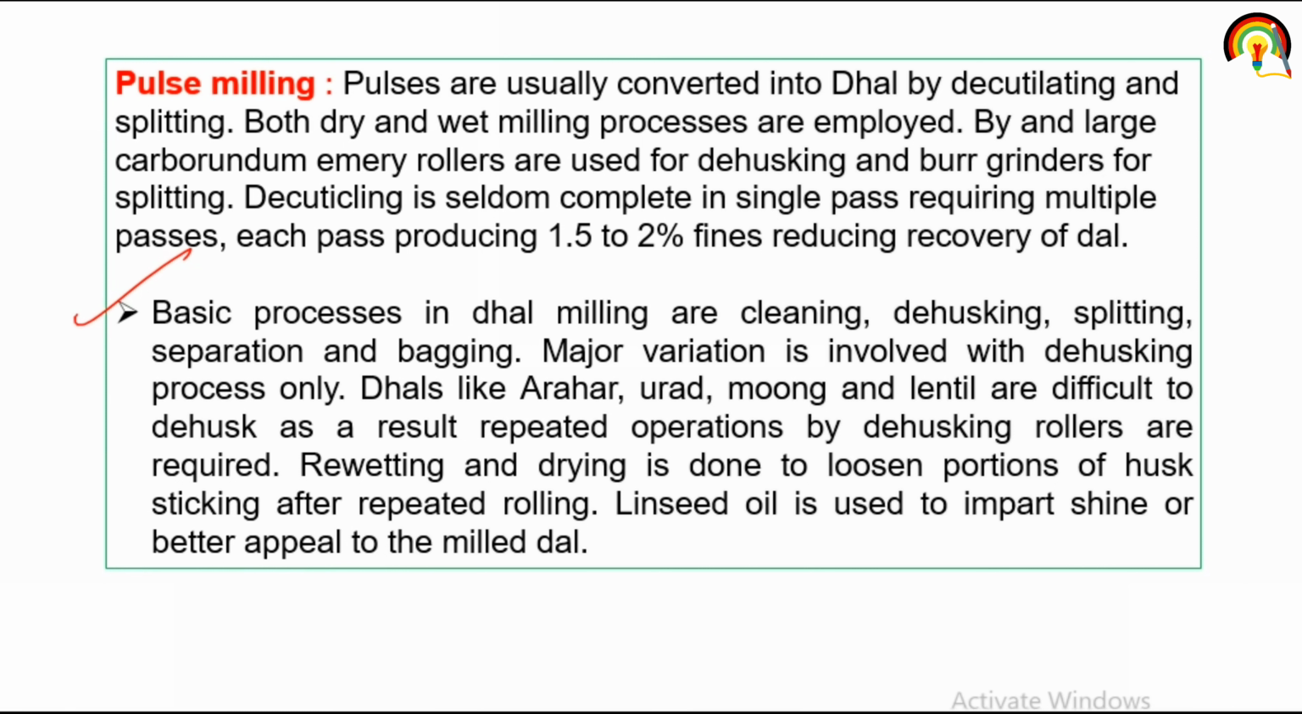So what they are saying is that the milling process involves cleaning, dehusking, splitting and separation. The major variation is involved with the dehusking process. Dal like arhar, urad, moong and lentil are difficult to dehusk. Dehusk means removal of husk. And in all these dals, when we want to remove the husk portion, we have to repeat the operation of the dehusking roller.